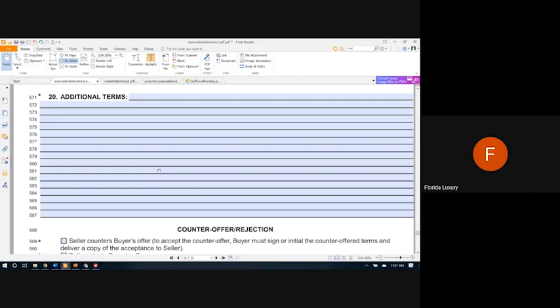So if you just put seller to contribute 3% toward buyer's closing costs, you could potentially have an issue when you get to closing and the seller goes, I'm not paying for lender prepaids or prepaid taxes or anything else because that's not in there. So it automatically generates the legal verbiage for you. But that's really the only thing I've ever used it for.